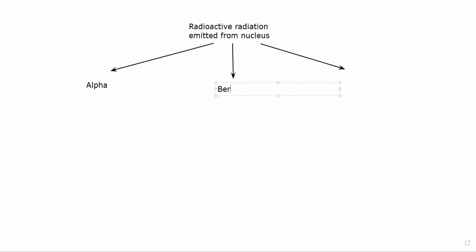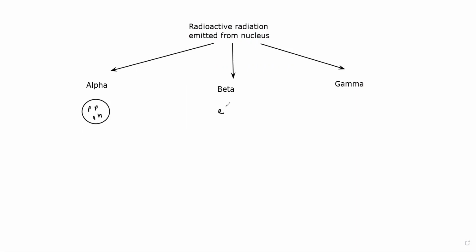The radioactive radiations are emitted from the nucleus, and the three types of radioactive radiations emitted from the nucleus are known as alpha, beta, and gamma. So if you have an alpha particle, basically an alpha particle is also known as a helium nucleus. Why? Because an alpha particle is a combination, a group of two protons and two neutrons.